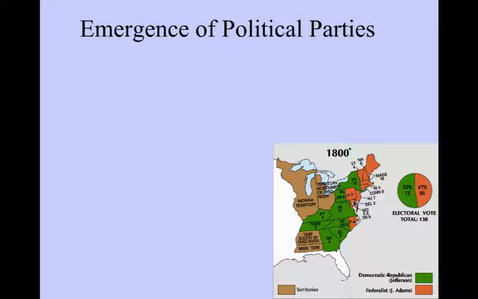We see my favorite thing down here, an electoral map. We start to see party politics. We also see the emergence of sectionalism. Hamilton is a Federalist. A Federalist believes in a strong federal government. They believe in a loose construction of the Constitution. The Constitution should be interpreted loosely. We'll talk more about that in a few slides. And they are more pro-English.